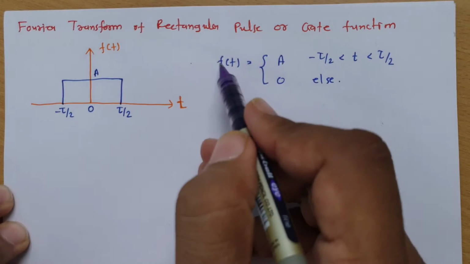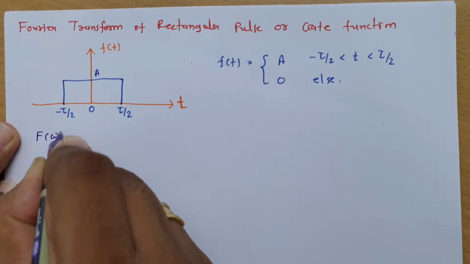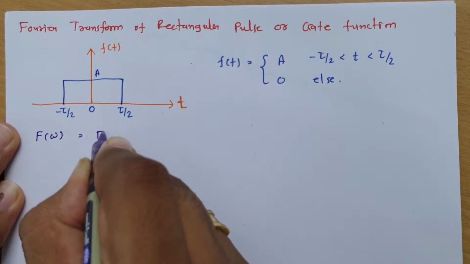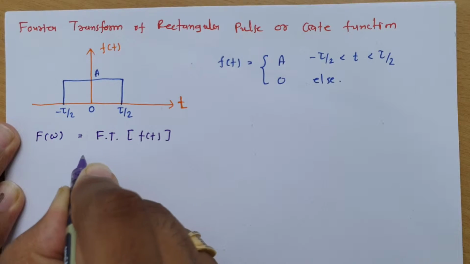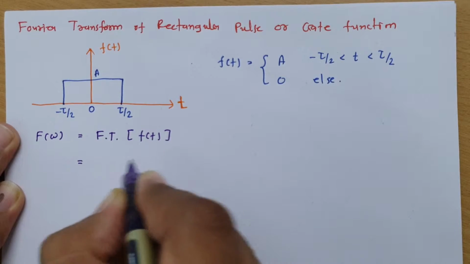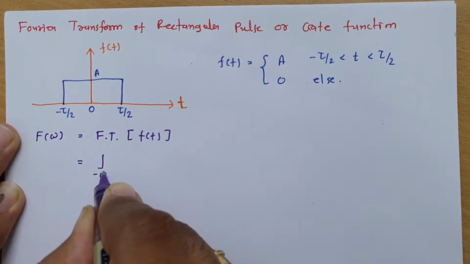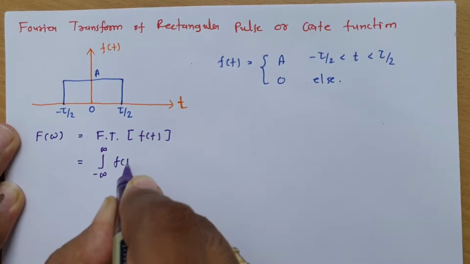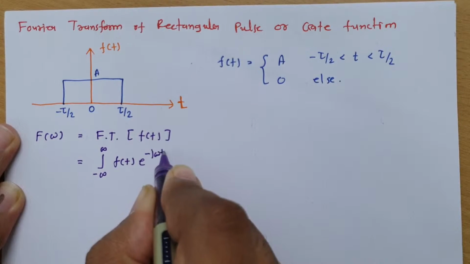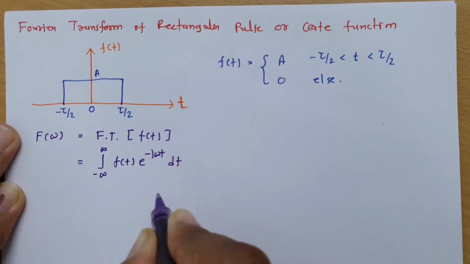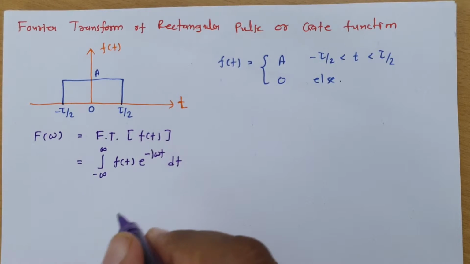So Fourier transform of f of t, that is defined as F of omega. So it is what? Fourier transform of f of t. And as we already know, the basic formula for Fourier transform, that is limit varies from -infinite to infinite, function into e to the power minus j omega t dt. So this is the basic formula which is there with Fourier transform.